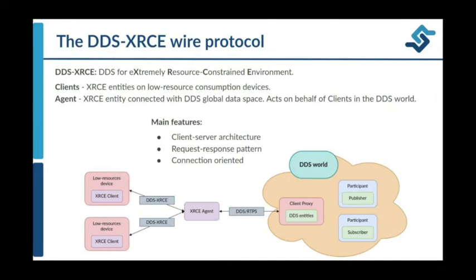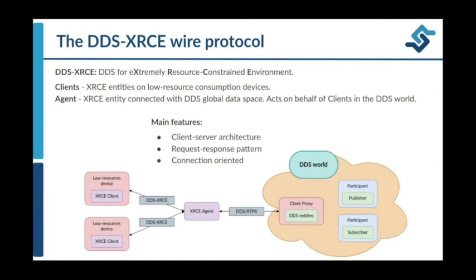This architecture means that the protocol follows a request-response pattern, okay? Now, what does the agent do? The agent is able to then communicate with the DDS global data space by means of another wire protocol, which is called the real-time publisher-subscriber protocol, and it is the one that the proper DDS builds upon.